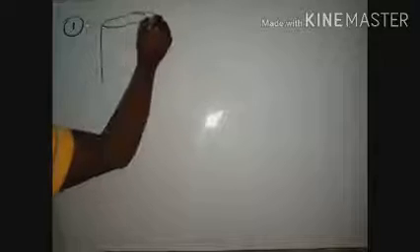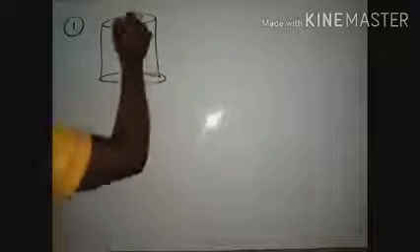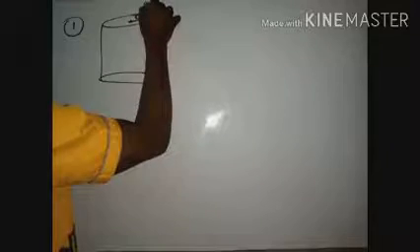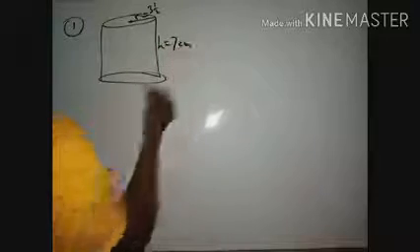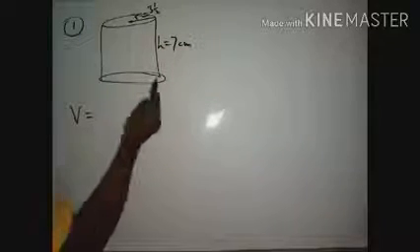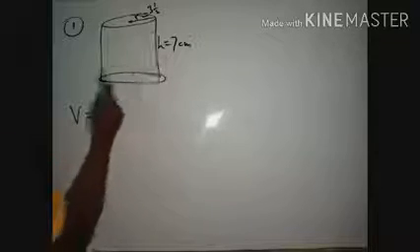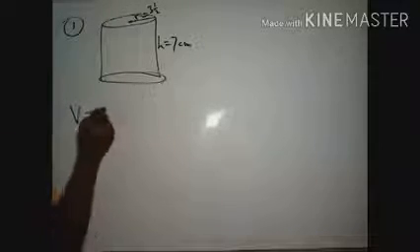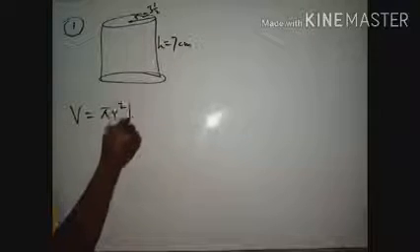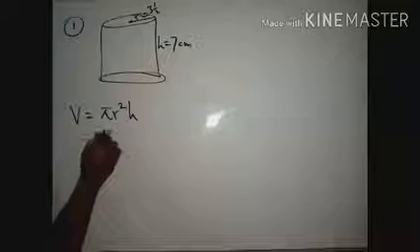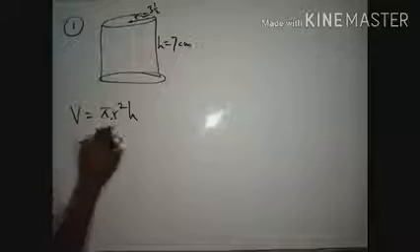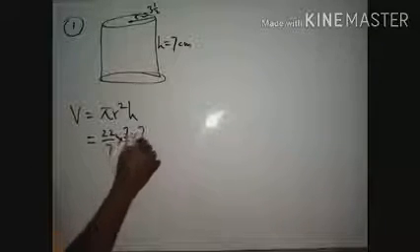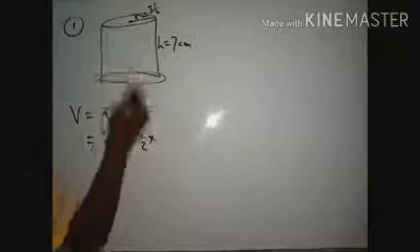So if you are given this kind of a cylinder and they tell you that the radius here is 3.5 and the height is 7 centimeter, and you are looking for the volume. The volume will be the area of the base times perpendicular height. The base is a circle, pi r squared, and times height. So that will be 22/7 times the radius 3.5, which is 7/2, squared, so 7/2 times 7/2, times the height, which is 7.